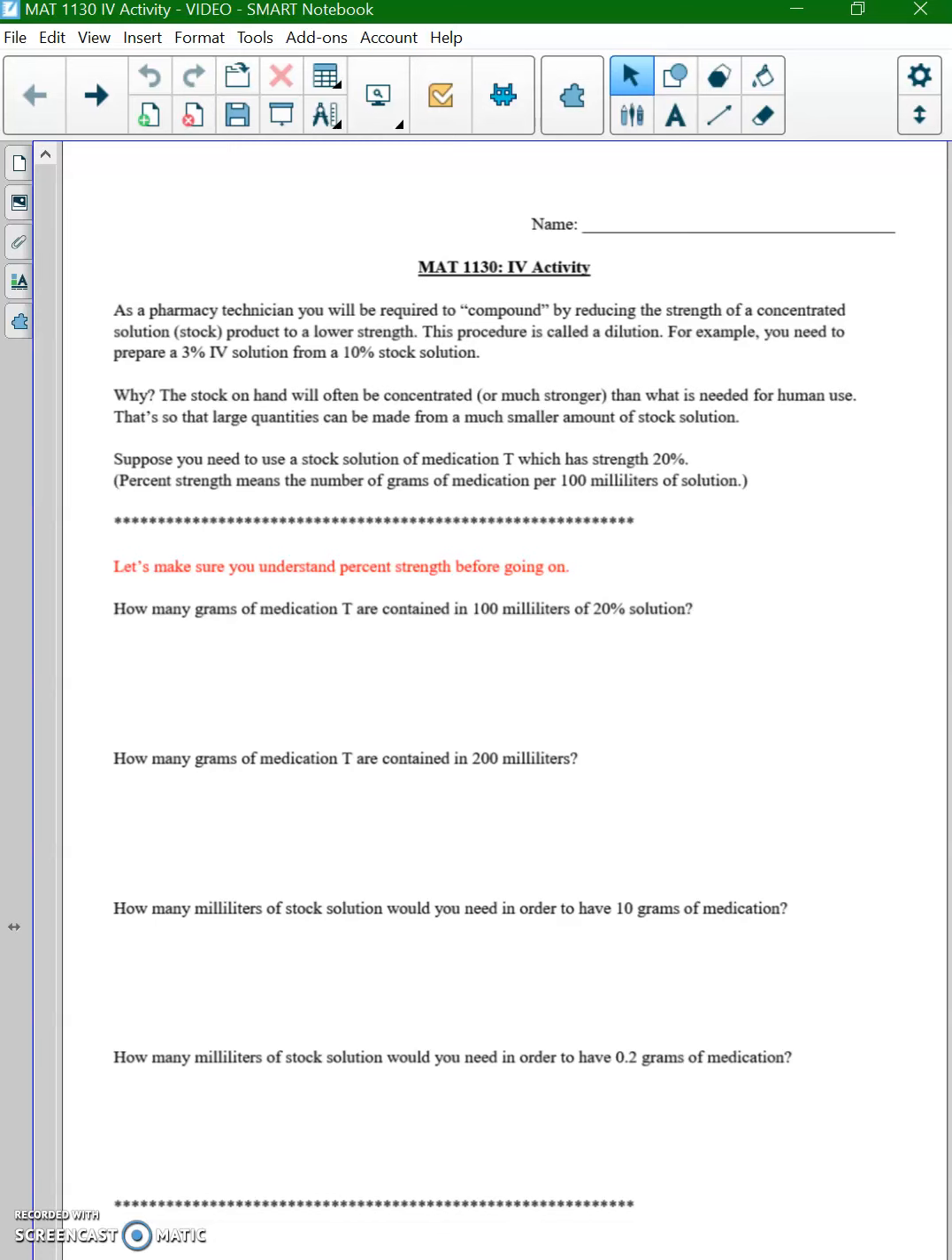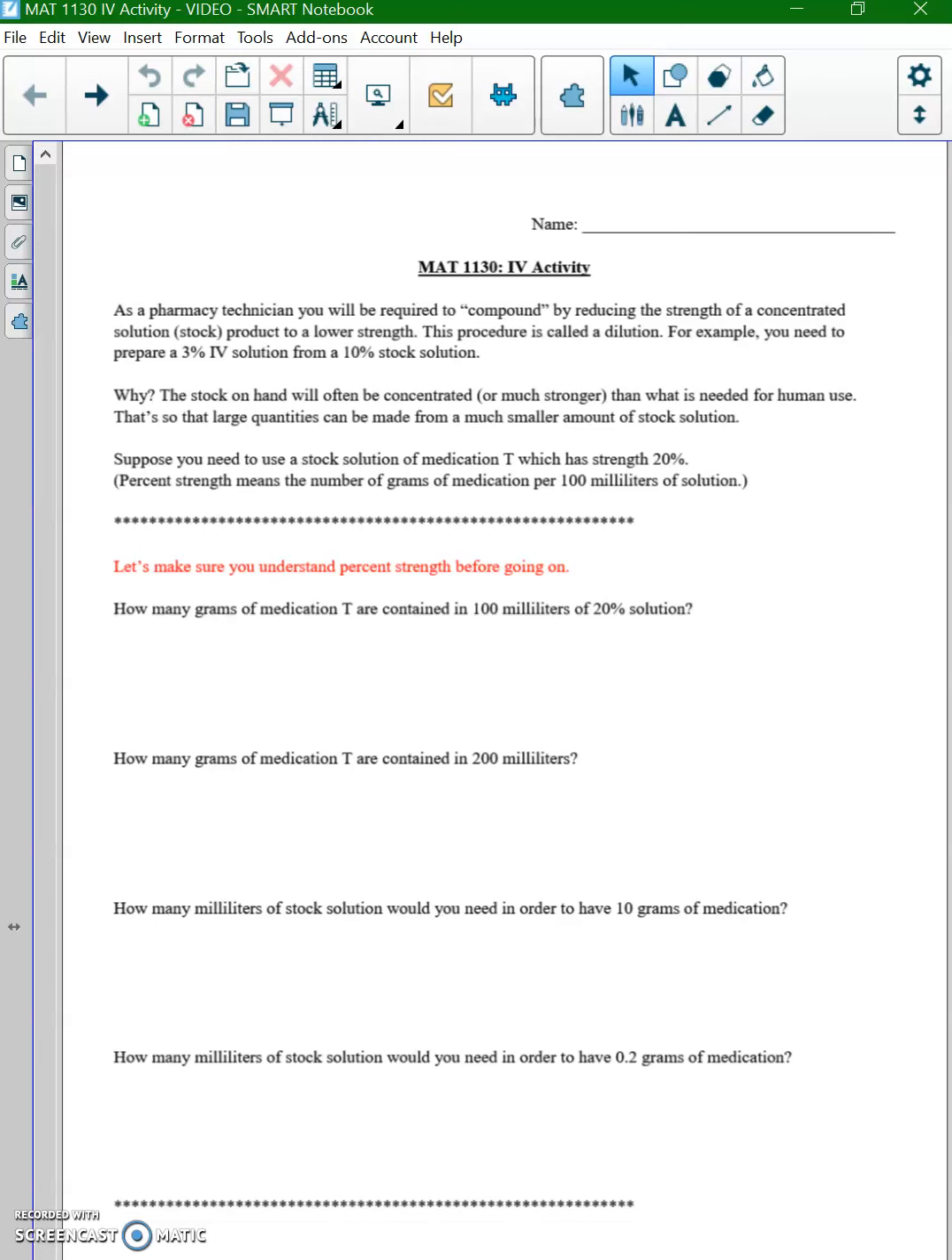So if we look at the top of our paper, it says, as a pharmacy technician, you will be required to compound by reducing the strength of a concentrated solution known as stock solution. And so in our analogy, guys, the concentrated solution, the stock solution, is the syrup that's used to make your drink at McDonald's. And we want to take this concentrated solution and get it to a lower strength. We want to get it to something that is actually usable for a patient.